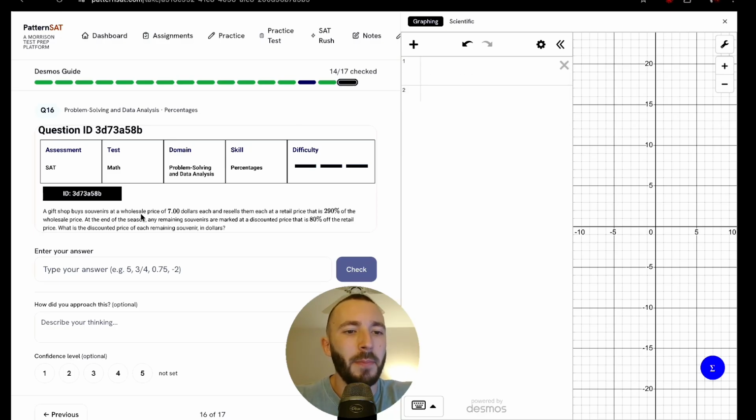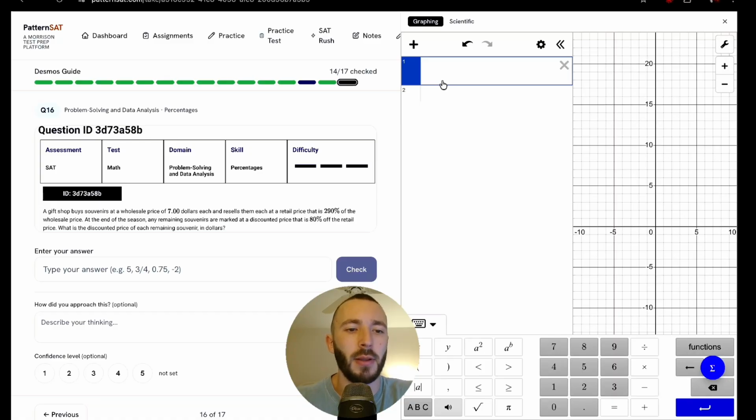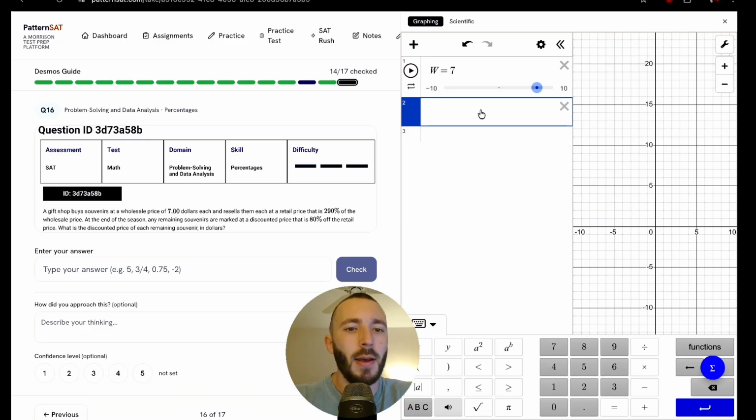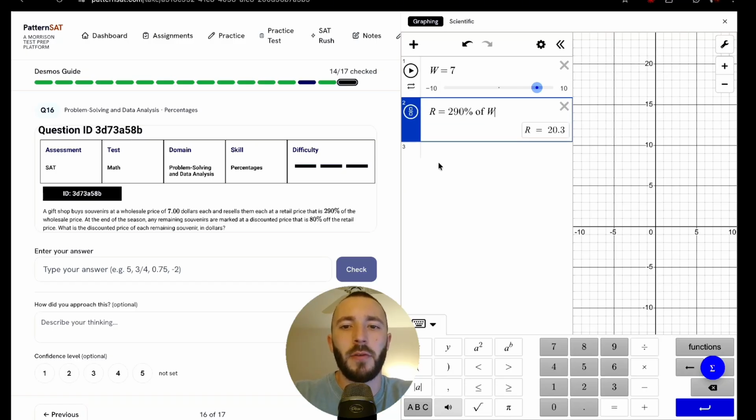Next up, a gift shop buys souvenirs at a wholesale price of $7 each and resells them at a retail price that's 290% of the wholesale price. So let's use labels. The W is for wholesale, okay, at $7. So let's just say W is 7 each and resells them each at a retail price. So R is going to be retail price equals 290% of W. So the retail price is going to be $20.30.